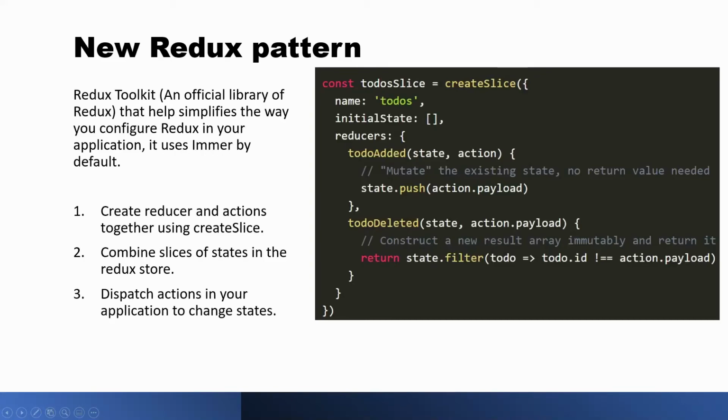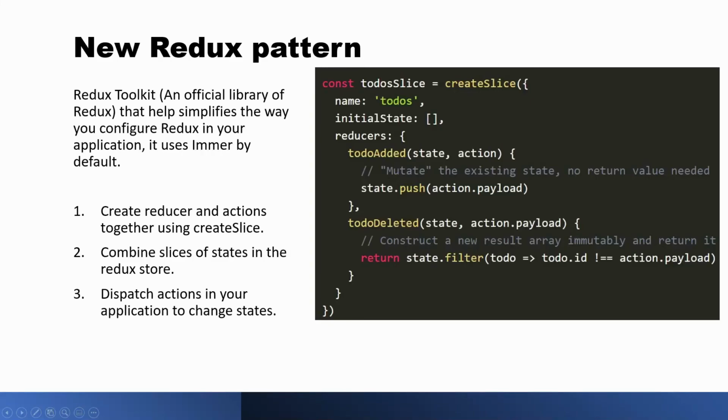After you configure the reducers and the actions, you can directly combine the slices of state you have created in your Redux store. This is similar to how you combined reducers before. The way you dispatch actions is the same as before, except that in the createSlice API, you simply have to destructure the actions from the slice that you've created and export them to other parts of your application. Whenever you want to make changes, you can dispatch those actions to your reducers.